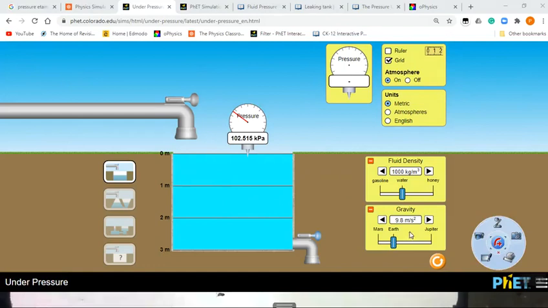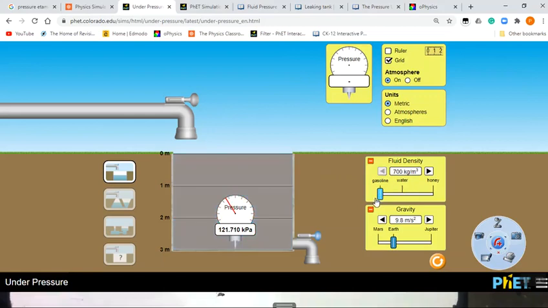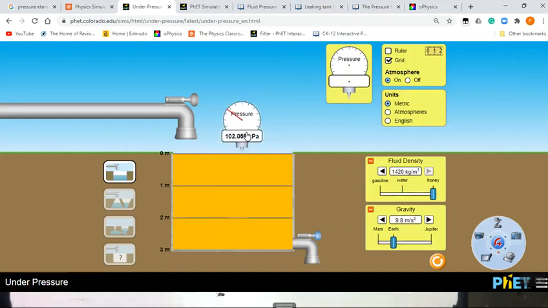The next thing that we're going to play around with is the density. If I put it way at the bottom, 3 meters underneath the surface, and I exchange my water with gasoline, a liquid that's less dense, I can see that my pressure reduces. And if I put it with a container with 3 meters of honey above it, I increase my pressure. Still the same atmospheric pressure, but the pressure increases as the density of the liquid increases.